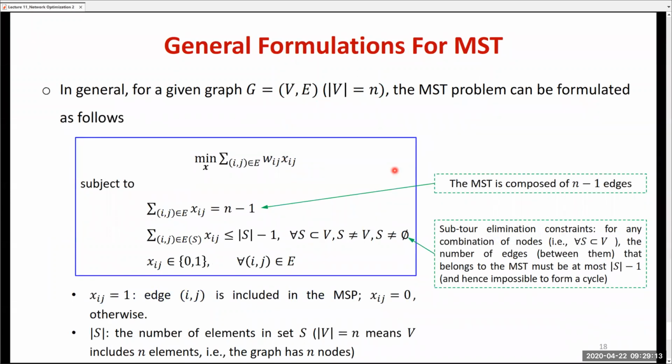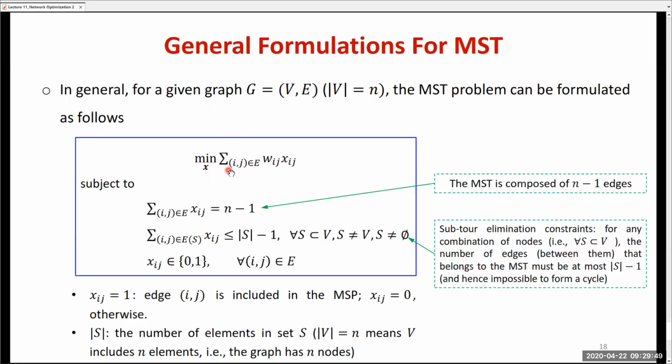Indeed, for MST, it's not so easy to formulate the problem. Let me directly give you the solution, and let's have a look at why it is the truth. First of all, for a given graph G equal to (V, E), I assume that I have totally n nodes. This means the cardinality of V, meaning the total number of elements in V, equals n, meaning I have n nodes in total. So the MST can be formulated in this way.